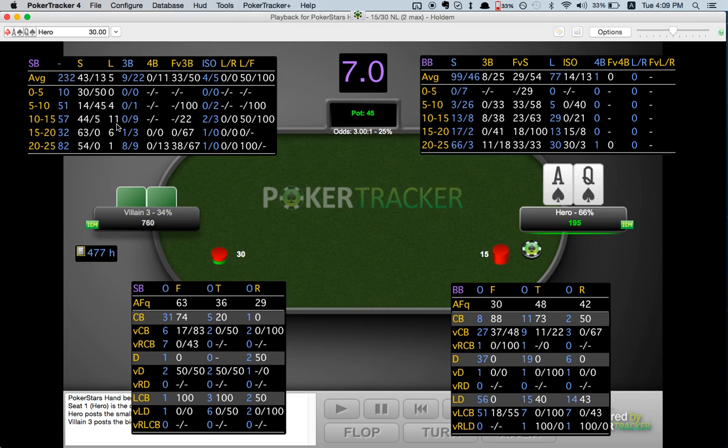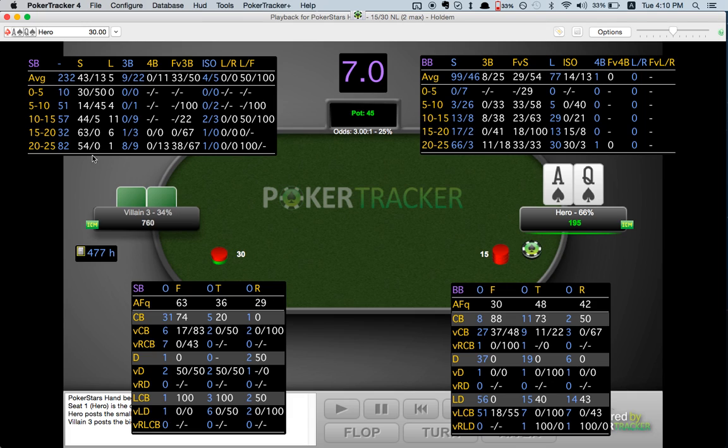Okay, so let's move to the top left corner where we have the small blind preflop stats. First, I'll mention that the stack sizes are separated by increments of 5, starting from 0 and going to 25. Actually, first let me just mention each stat. So here's the total number of hands played by the small blind. Here is steals, limps, number of 3-bets they faced, 4-bets, fold versus 3-bets, ISOs they faced, limp raise, and limp fold.